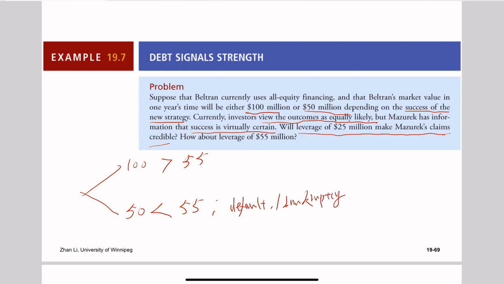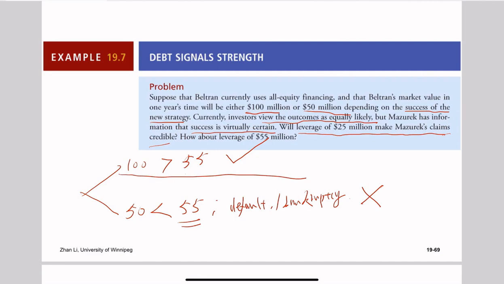So let's say the firm indeed uses $55 million. The investors will understand that this is the correct case, and the second case will not happen, because from the manager's perspective, if this is a bad project, they will never want to borrow $55 million, because this will result in a default and they will get fired. So after seeing the debt level of $55 million, investors will understand this is the true result. This is the correct result.